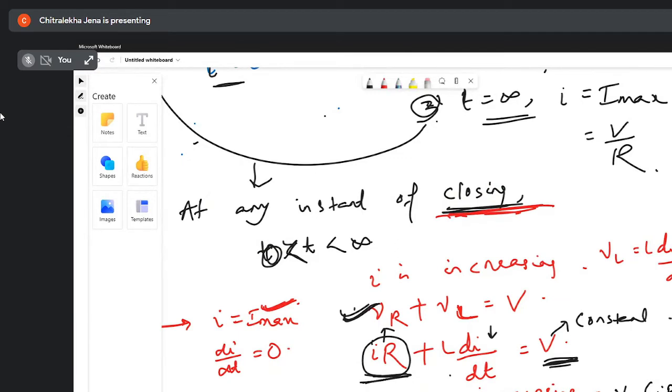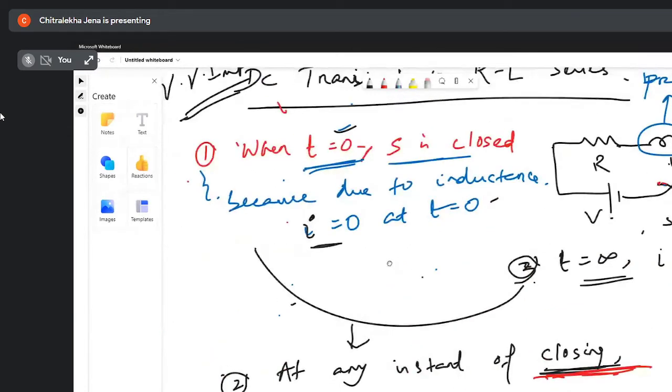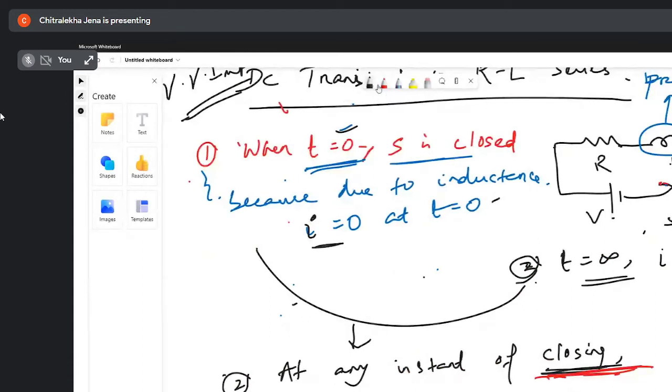Here I will write down obviously in further conditions 2 and 3. What is the value of VL here? Tell me. I have explained everything. VL will be maximum when I equals 0. VL will be equal to L di/dt. How are you getting a voltage with an inductance? What will be the value of VL?